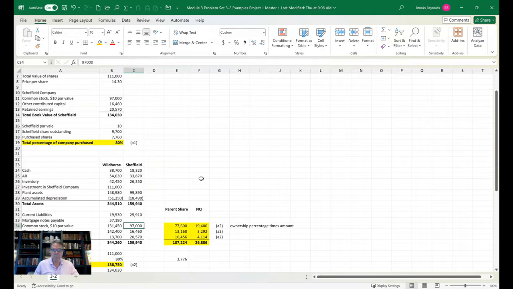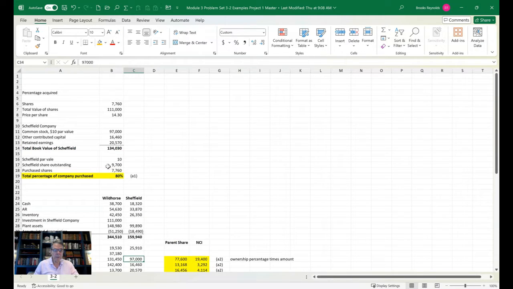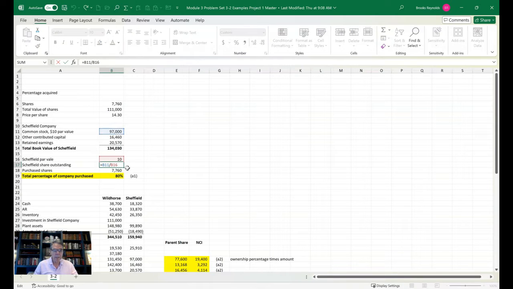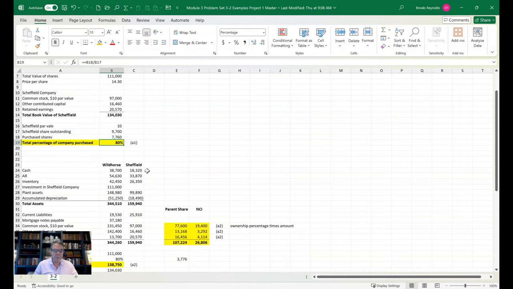You can see that the par value is $10 per share. So if we divide 97,000 by 10, we come up with 9,700 shares. You see here we have 9,700 total shares outstanding. And you see the par value, you can calculate this, common stock. And so that's 9,700, and we bought 7,600, so that's 80%. So that answers the first question.